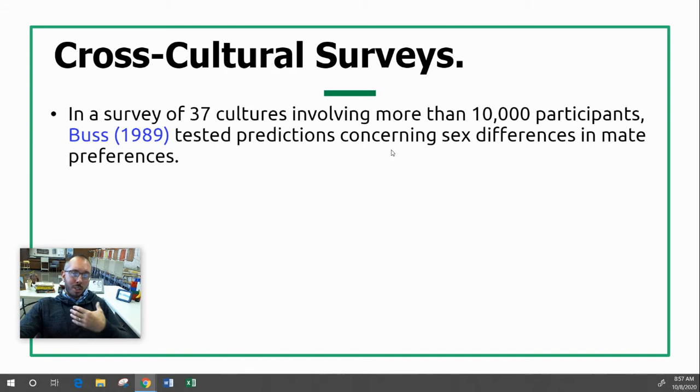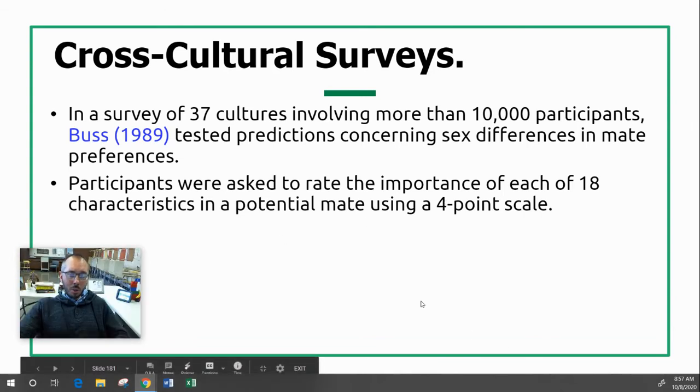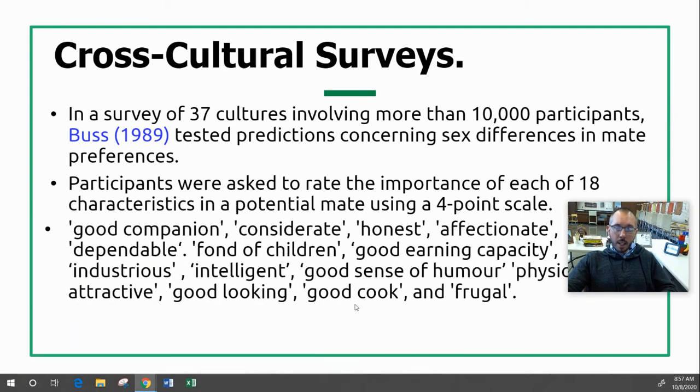basically came out with the same sex differences in mate preferences. They were asked the importance of 18 characteristics in potential mates using a 4-point scale. And this one went a little deeper than just physical attraction. This one gave a whole bunch of different things. Are they a good companion? Are they considerate? Are they honest? Are they affectionate? Do they have a good sense of humor? Can they cook? Are they good looking?